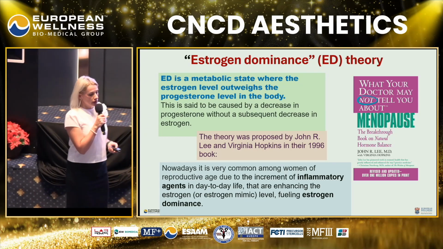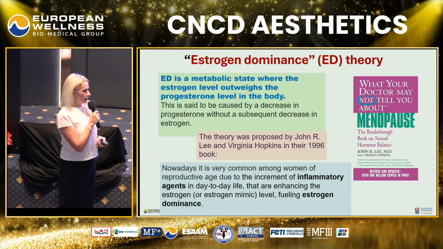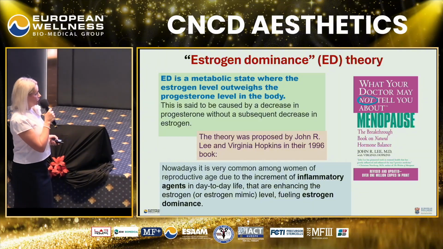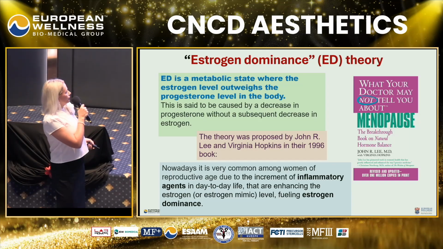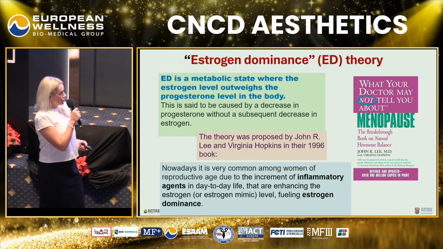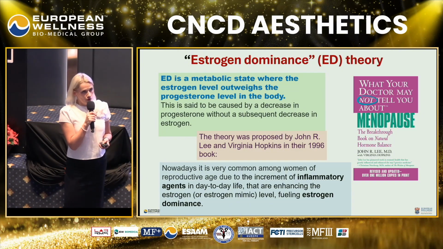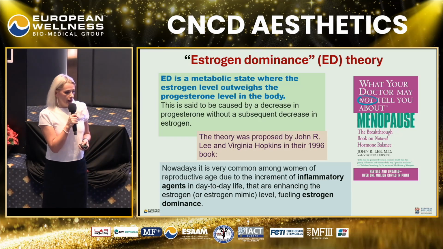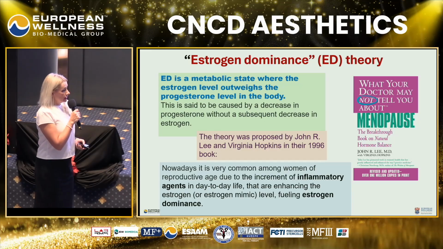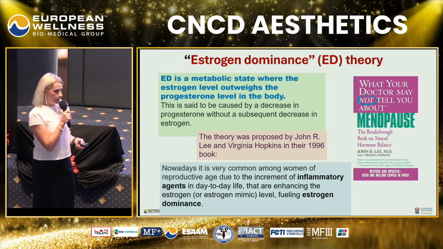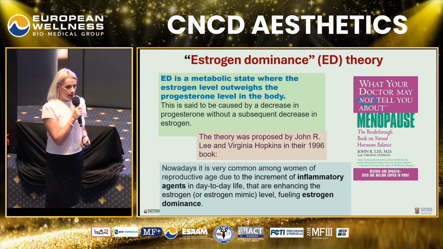The definition of it was first mentioned by American doctors John Lee and Virginia Hopkins in 1996, in their book What Your Doctor May Not Tell You About Menopause, a breakthrough book on natural hormone balancing, where they criticize the estrogen-based hormonal replacement therapy used in menopause and suggest the use of natural progesterone to tackle menopausal symptoms. They claim that in the perimenopausal and menopausal transition, the drastic drop of progesterone happens way faster than the drop of estrogens. That is why the estrogen effects prevail over the progesterone ones.